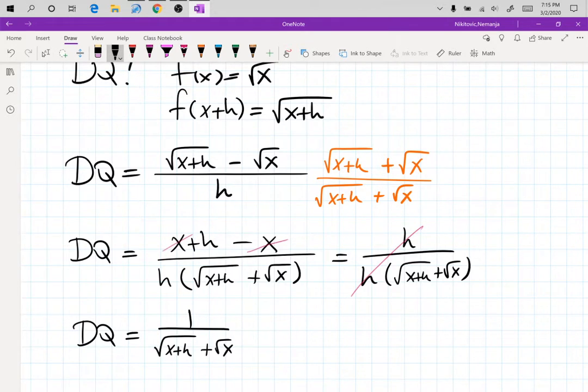And in calculus, you're just going to have one more step. You will say h equal to 0, and your answer would be 1 over 2 root x.